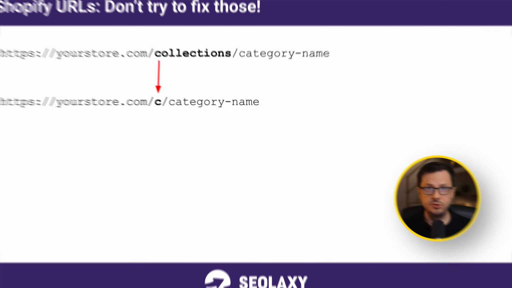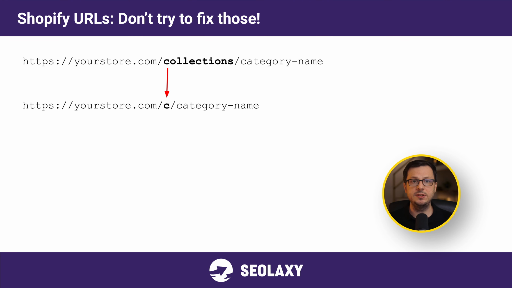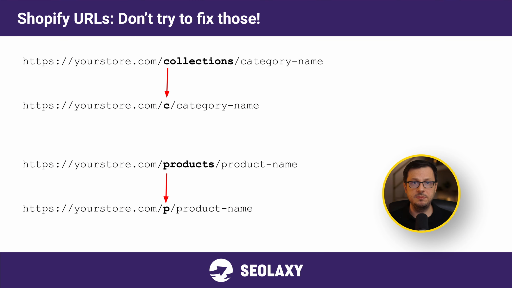Shopify is using collections instead of categories in their URLs, which is fine. Due to Shopify's platform limitations, it is not possible to trim those collection URLs to just a C. The same issue occurs with products. It is not possible to trim those product URLs to just P. Don't waste your time. It's not possible. But one other issue is solvable.